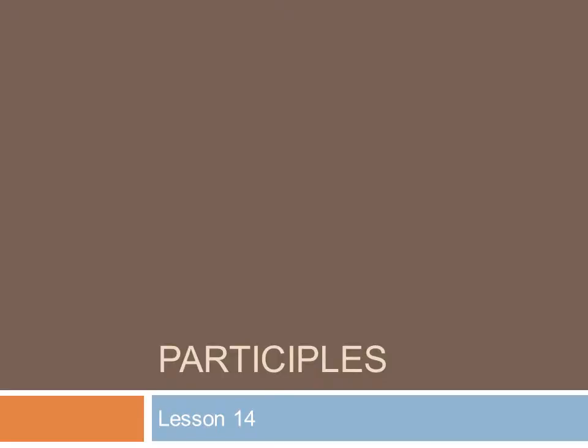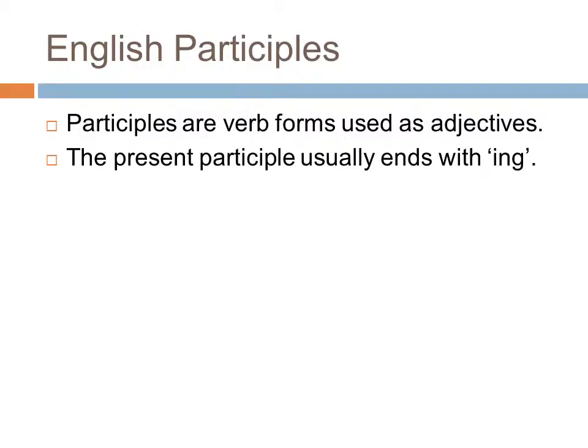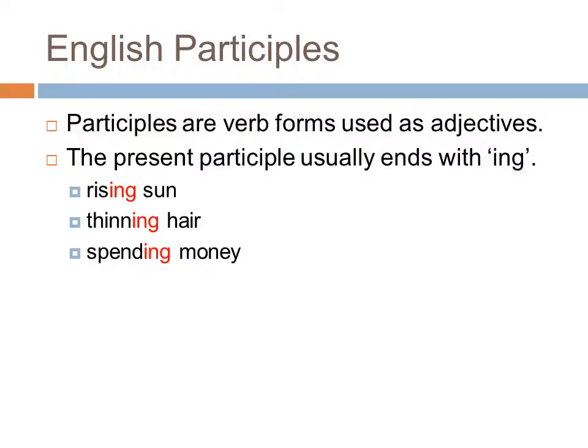Lesson 14, Participles. English participles. English participles, like Greek participles, are verbs that are used as adjectives. And we'll look at the differences as we go. The present participle in English usually ends with an -ing. So we get rising sun, thinning hair, spending money.